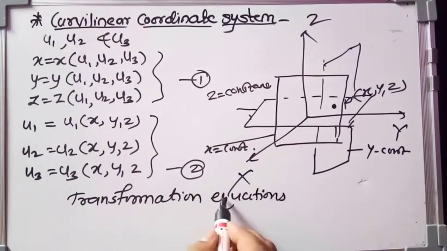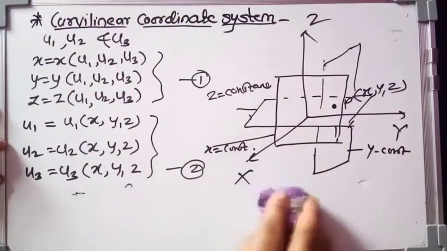What are transformation equations? The equations which relate the two coordinate systems are known as transformation equations. That is, you can express one coordinate system in the other coordinate system or vice versa. Let us see the coordinate surfaces and coordinate curves.